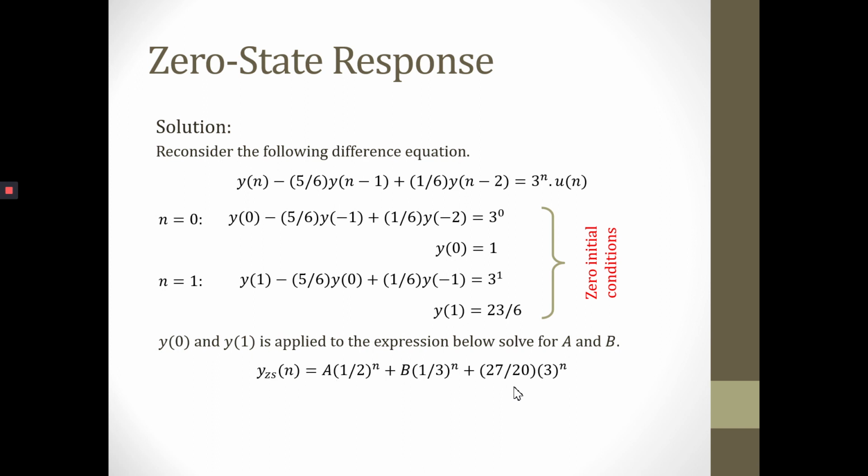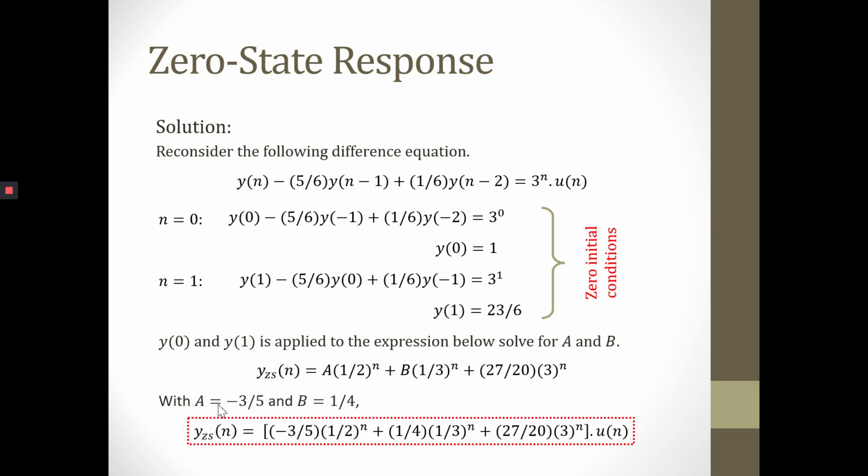Based on both equations, for the y(0) and y(1) values, we can solve for a and b as in the previous example. Now we can construct our zero state response, which is based on this equation, and determine the values of a and b. We have this one from the homogeneous solution, this is a, this is b, and we also have this one from the particular solution.